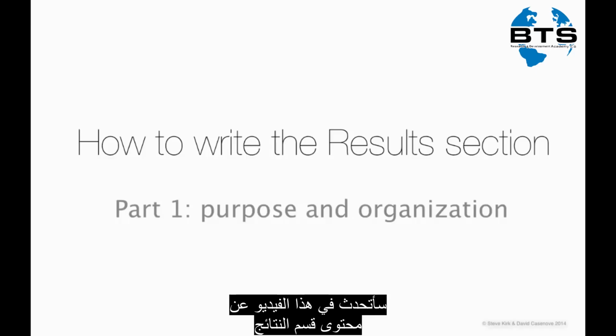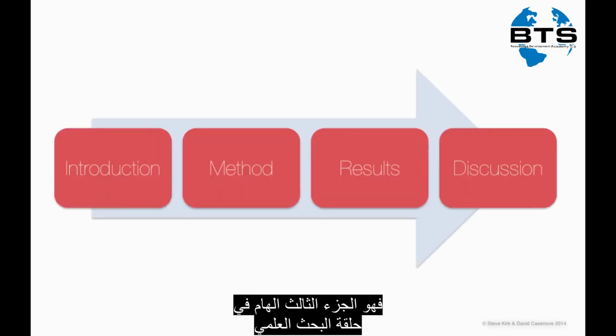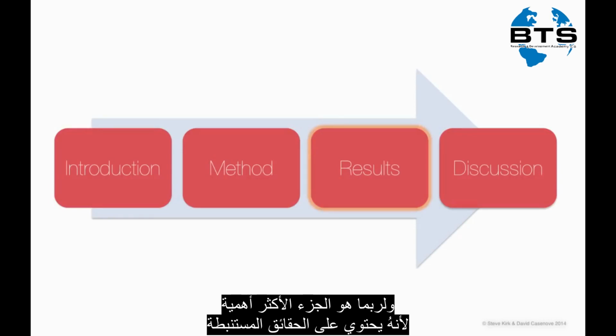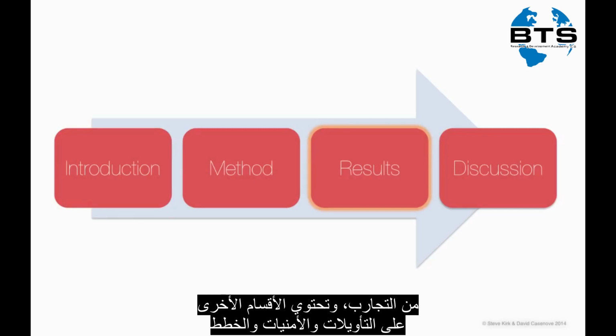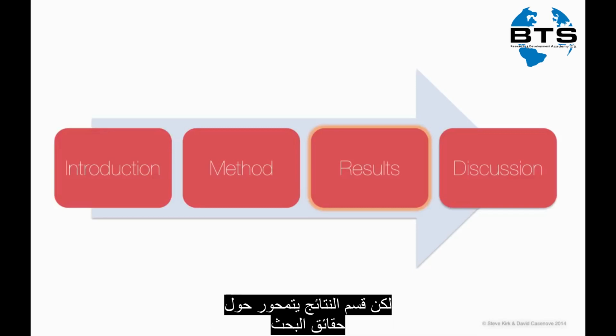In this video, I'm going to talk about the content of the results section. The results section is the third major part of your research paper, and it's probably the most important part because it contains the actual facts of your experiment. The other sections contain your plans, hopes, and interpretations, but the results section is the actual truth of your study.